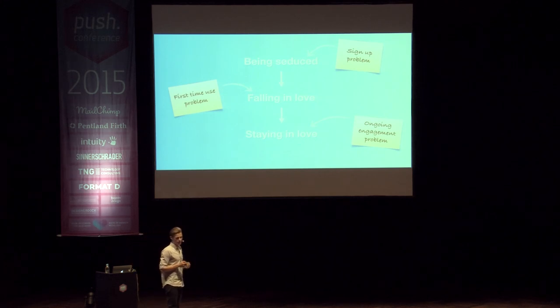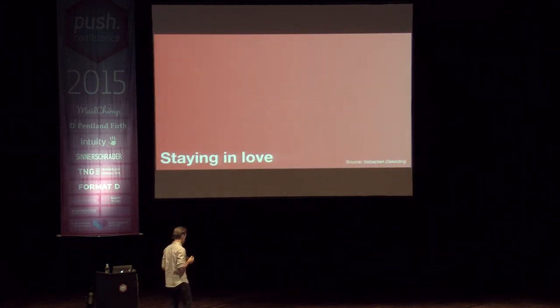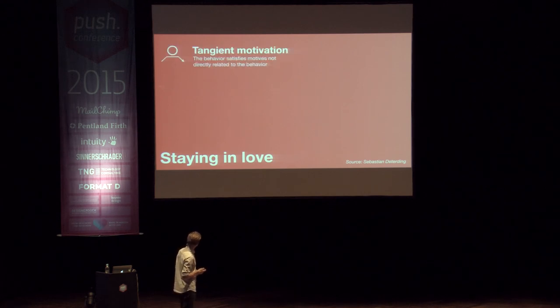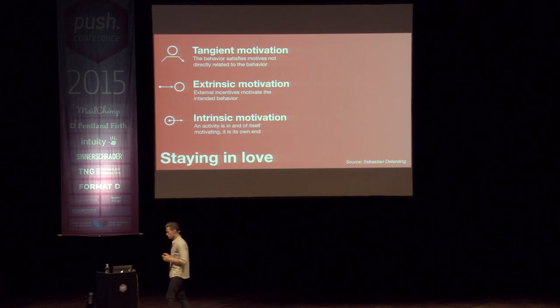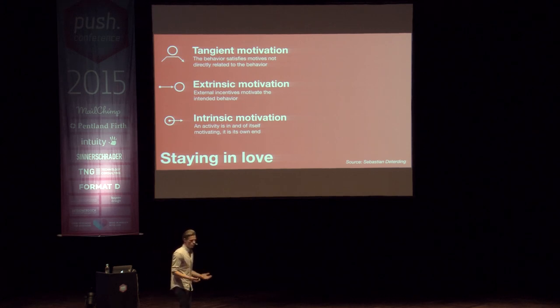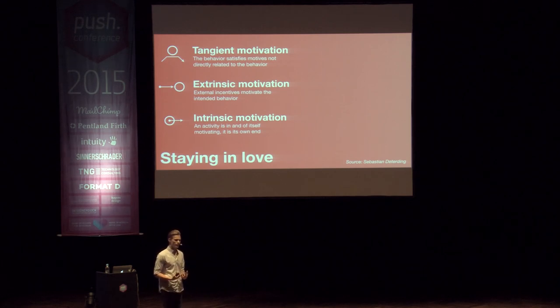Now, staying in love is a bit harder. And there are no really, really good tricks here. But one way of looking at motivation is parting it up into three different kinds: tangent motivation, extrinsic motivation, and intrinsic motivation. Tangent motivation is the kind that doesn't really have anything to do with what you're trying to accomplish, but it gets people moving. What's better is extrinsic motivation, for instance a salary or some material reward, something from outside that makes us do something. And then the intrinsic motivation comes from the inside because we want to master it.